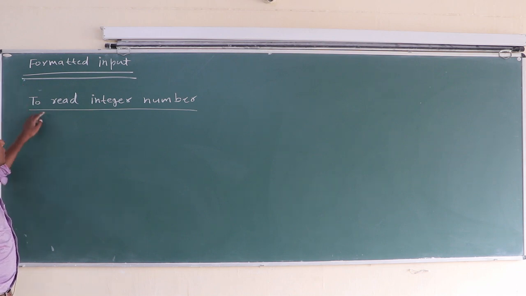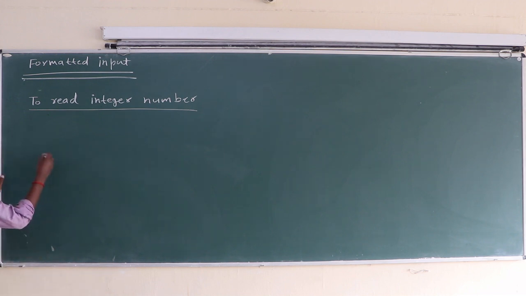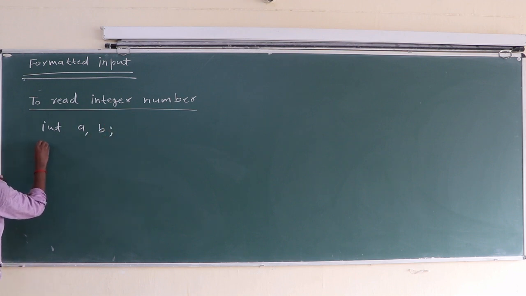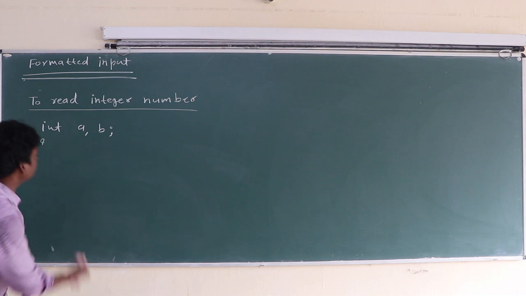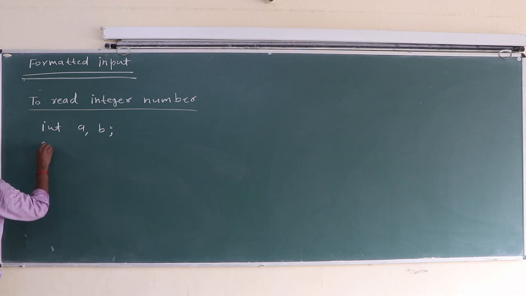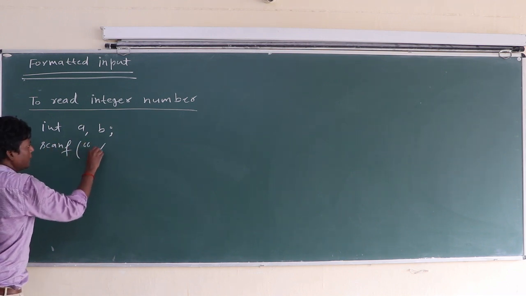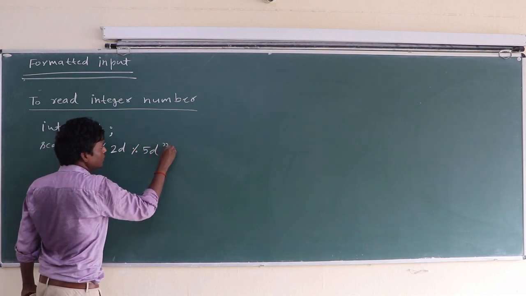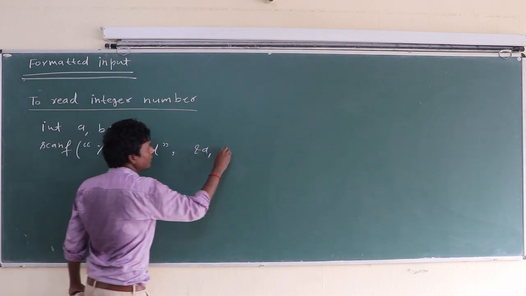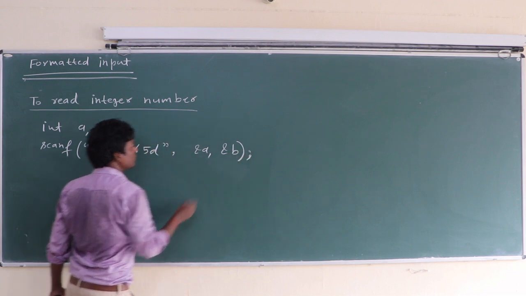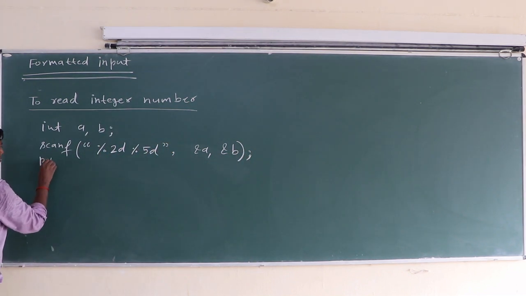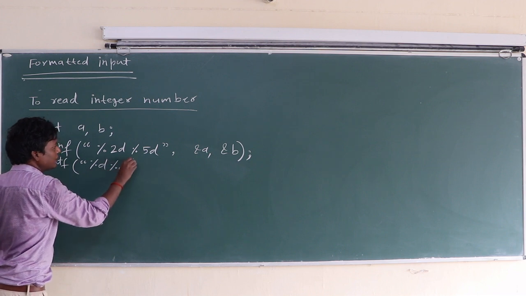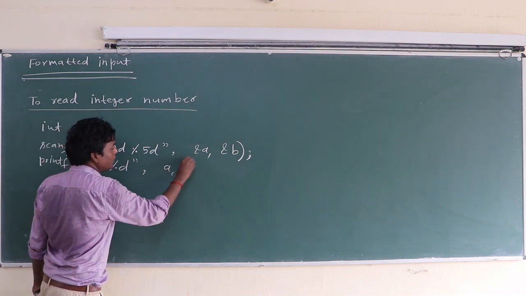Formatted input to read integer number. Okay, here is int a, b; scanf "%2d %5d", &a, &b; Okay, printf "%d %d", a, b.